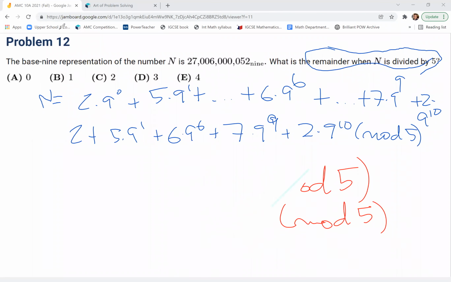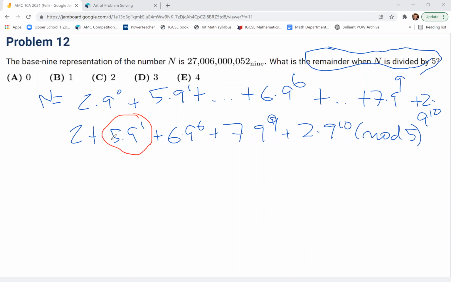But before we even do that, I'm going to simplify things even more. Now, one thing we know is that this term is divisible by 5 because it's 5 times 9, right? And because it's divisible by 5, that means it's 0 mod 5.